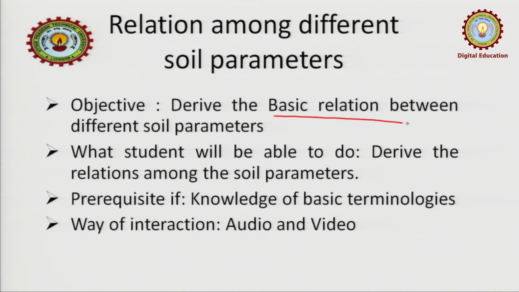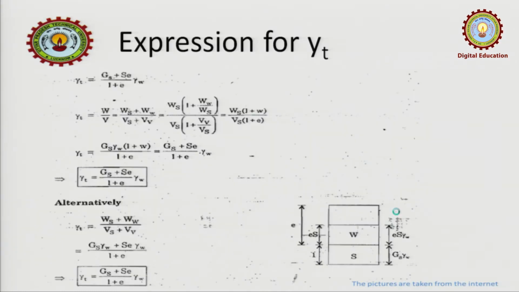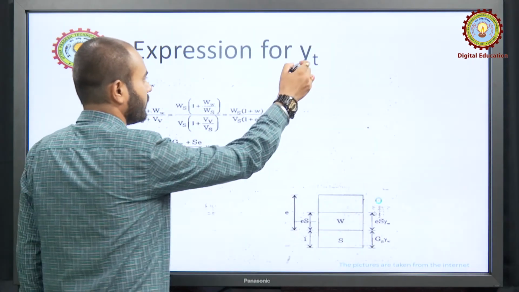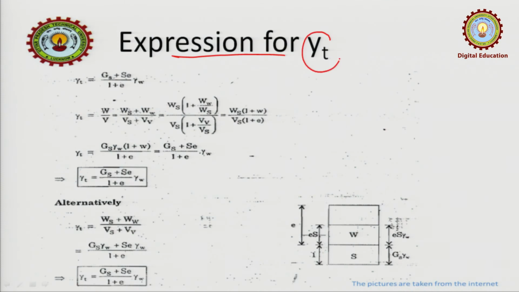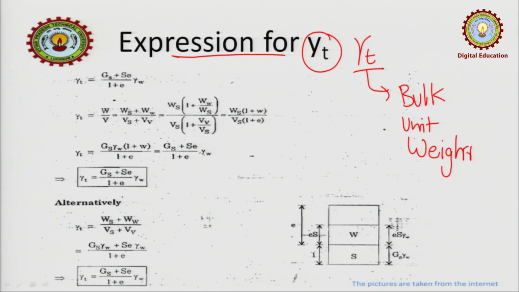Okay, the basic relation. You just have to know the basic terminology which we have discussed in the previous lectures. So now let's move forward. Expression for gamma t. What is this? It's not Yt, actually it's gamma t. So what is gamma t? Bulk unit weight. This is bulk unit weight.